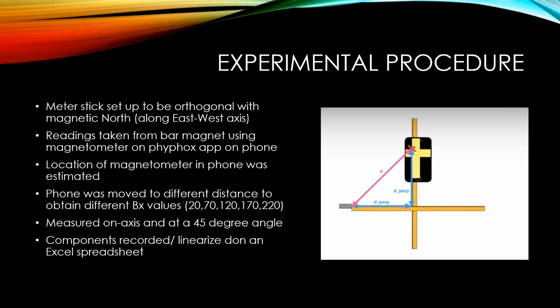The meter stick is set up to be orthogonal with the magnetic north, along the east-west axis. Readings were taken from the bar magnet using the magnetometer in the Phyphox app on my phone. The location of the magnetometer in the phone was estimated. The phone was moved to different distances to obtain different Bx values, and measured on an axis at a 45-degree angle. Components were recorded and linearized in an Excel spreadsheet.